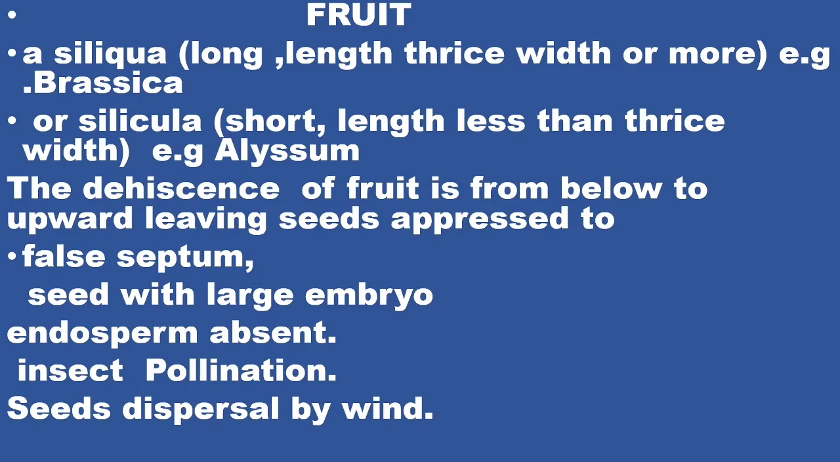The dehiscence of the fruit is from below to upward, leaving seeds appressed to the false septum. Seed with large embryo, endosperm absent, insect pollination, and seed dispersal by wind is the peculiar feature relating to the fruits of Cruciferae.